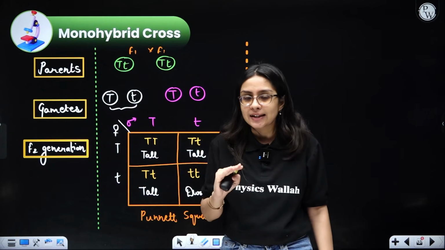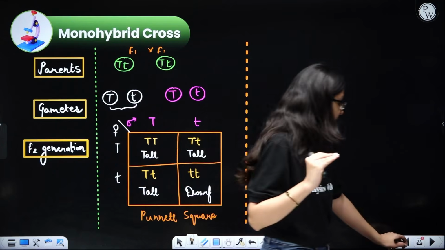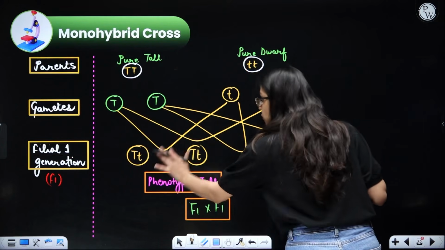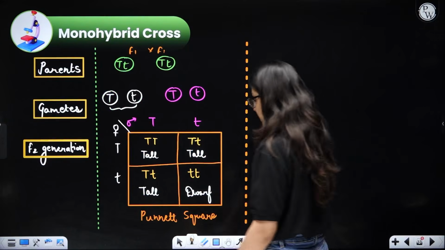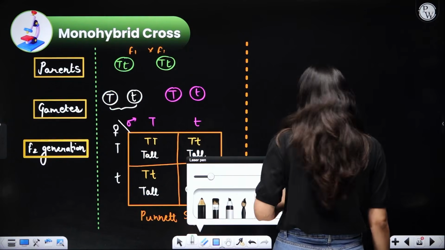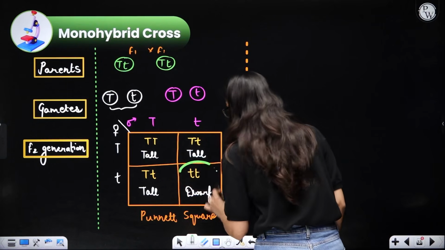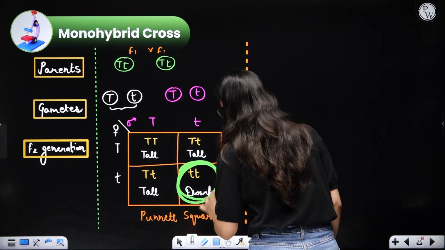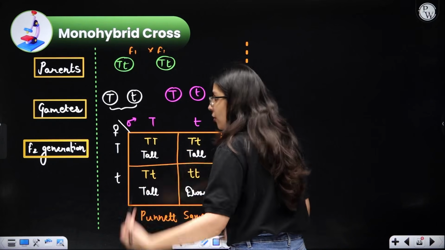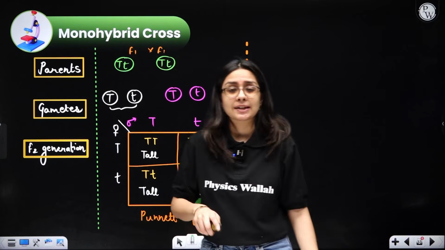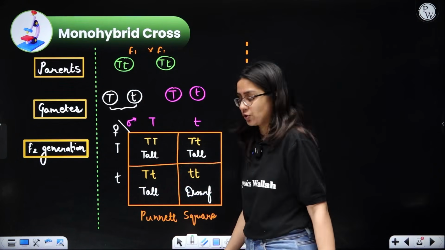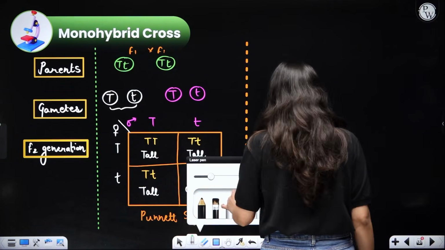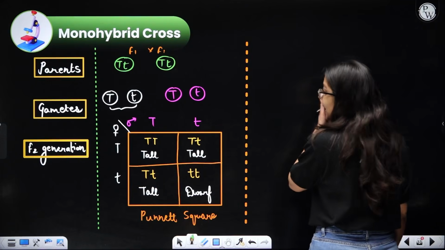So that is what exactly happened in the F1 generation. In the F1 generation, all of the offspring were tall. All of them were tall. But in case of the F2 generation, there were some which were actually dwarf in nature. So which means that the dwarf parent, the recessive trait, also expresses itself, but only in the F2 generation. Now, on the basis of which we can also write the phenotypic and the genotypic ratio.